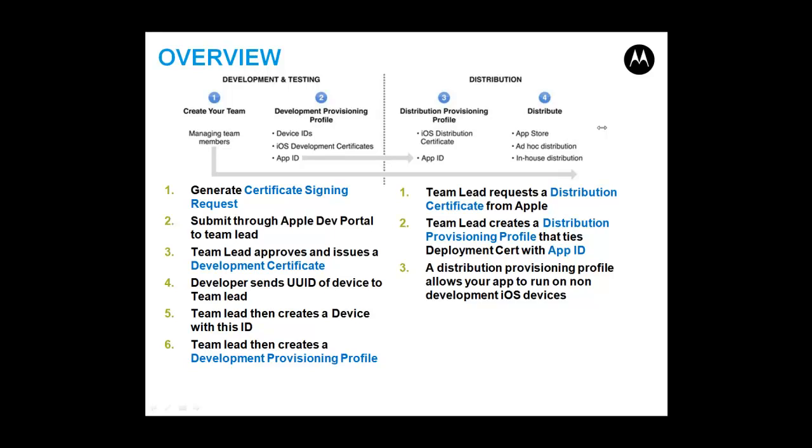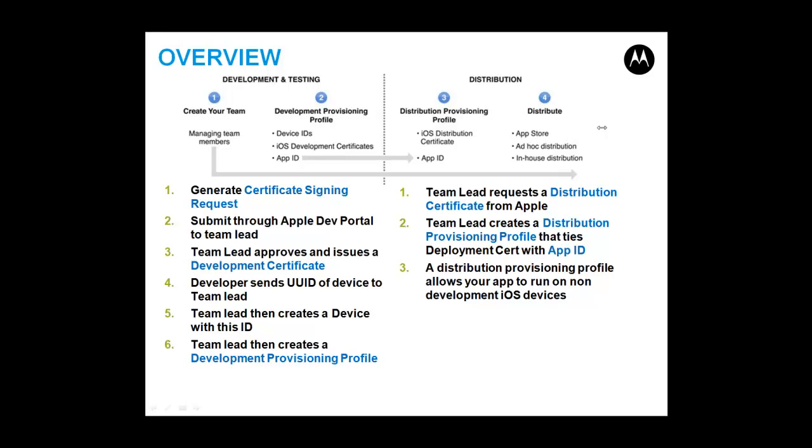At the same time, that developer provides a UUID, a unique device ID for your Apple device, also to the team lead. The team lead, in the Apple Developer Portal, creates this device ID, matches it with the certificate, and then creates what's called a development provisioning profile. This development provisioning profile needs to go onto the developer's iPad, and that provisioning profile is the key to everything.